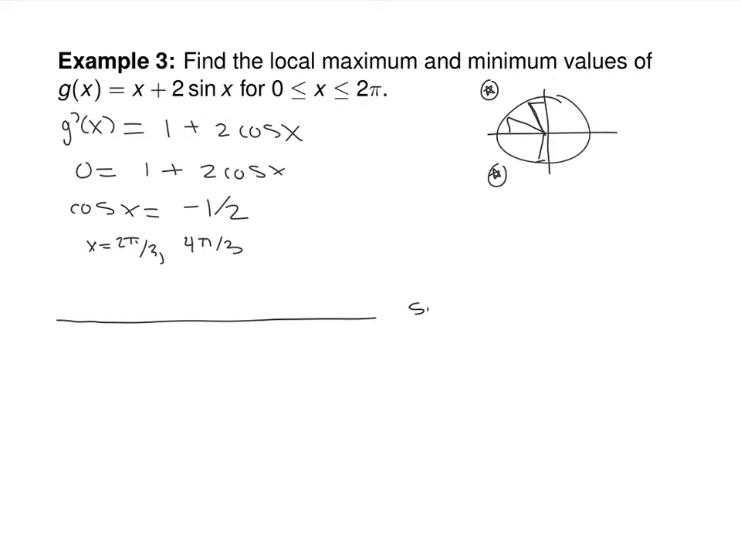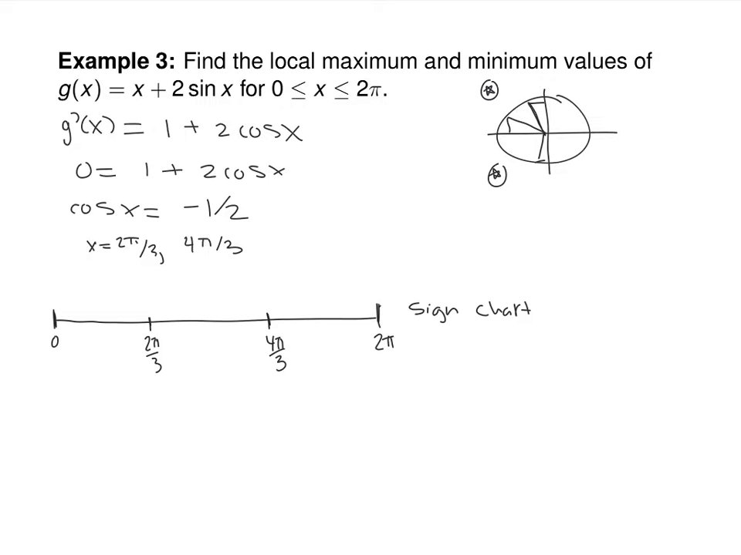Okay, let's make our sign chart. And we have 0 to 2 pi. Thank God, we don't have an infinite number of intervals. That'd be a really big pain, right? So we have 2 pi thirds and 4 pi thirds. Those are our places where the derivative is 0, right? Our critical numbers.